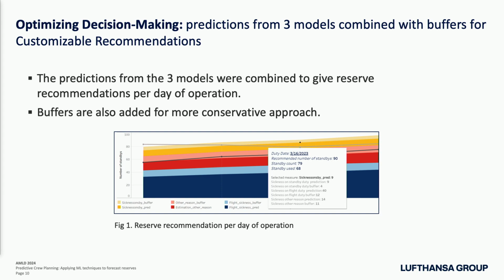So for the result, the team managed to put all of the predictions in a Tableau dashboard. And the predictions of the models were combined together to give the reserve recommendations. That's per day of operation. And of course, we added a buffer to that because the cost of over predicting the number of reserves is lesser compared to the cost of under predicting. So we don't want to risk it, and we wanted to be more on the conservative side.